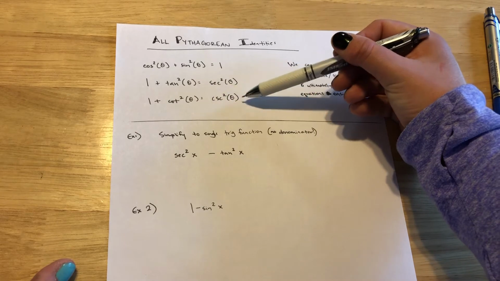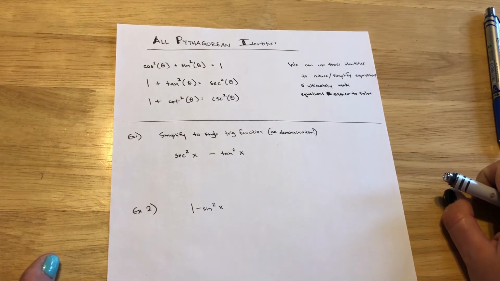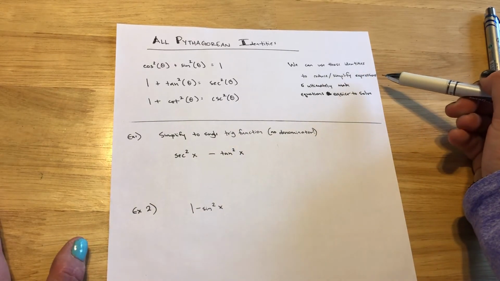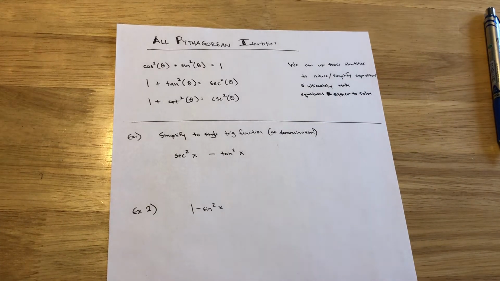So yes, of course, we can use these to find some missing values, but we can also use these identities to reduce or simplify other expressions, and ultimately it makes it easier to solve some equations. We're not worried about solving equations today. We are going to be working on simplifying or reducing some other expressions.